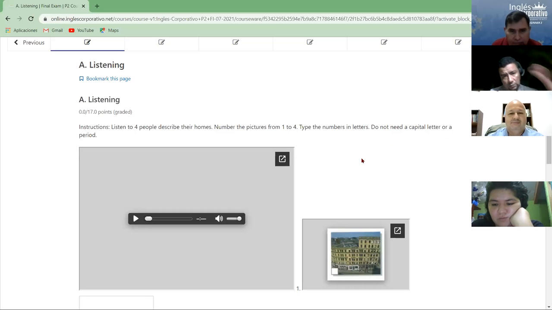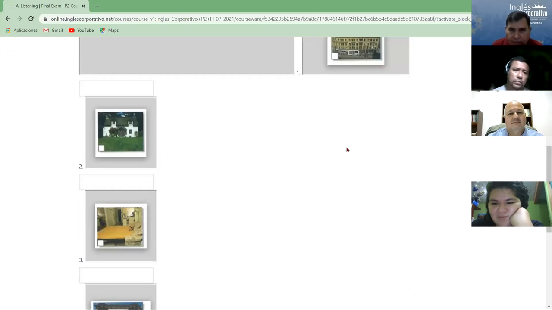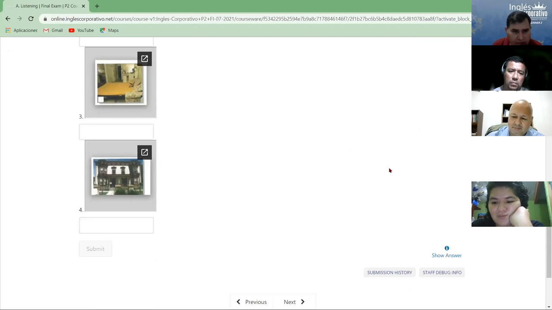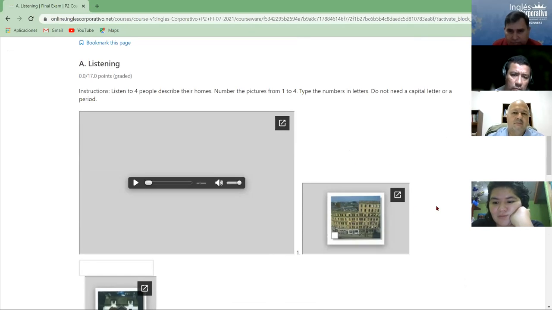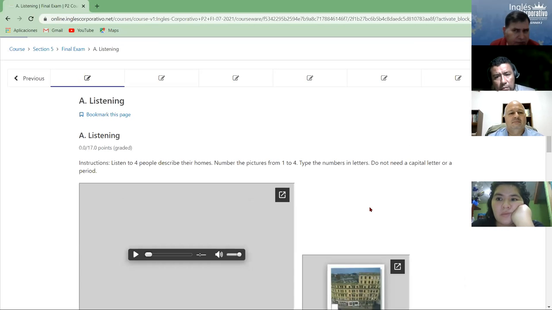And do not need a capital letter or a period, okay? Only the numbers. So you're going to write 1, 2, 3, 4, but in letters, okay? So you have to listen to this part. And you have the pictures, picture 1, picture 2, 3, and 4. So you have to write the numbers in letters. So is it clear what you have to do here?